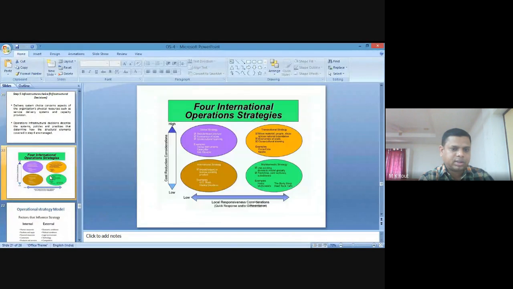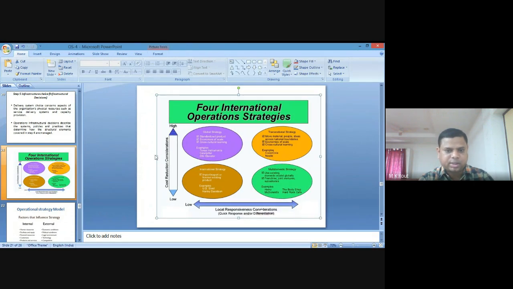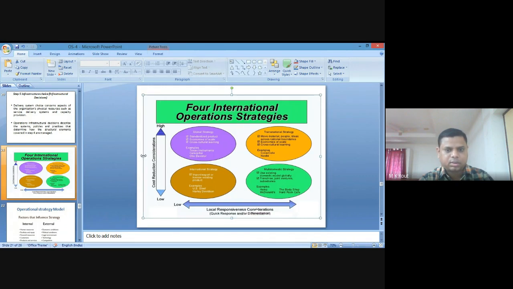The next one is international strategy, which is basically used in any kind of industry. The first one is global strategy, the second is international strategy, the third is transnational strategy, and the last one is domestic strategy. In the case of global strategy, for Starbucks, Coca-Cola, burger chains, KFC, they directly go for global strategy. That means standardized products, economies of scale, and cross-cultural learnings.